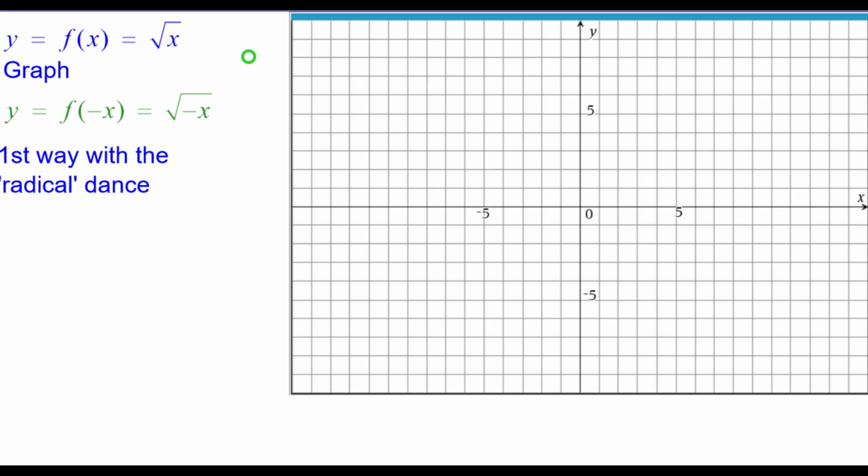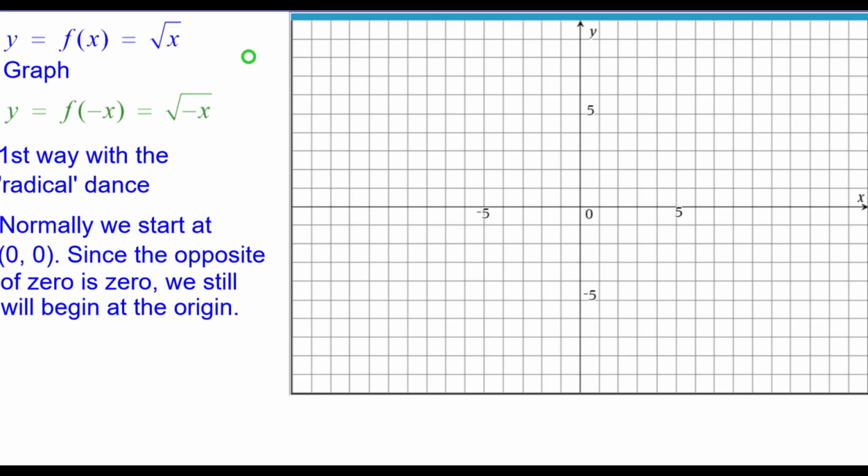The first way is with what we call the radical dance. Normally we would start at the origin, and since the opposite of 0 is 0 and the square root of 0 is 0, we will still begin at the origin.